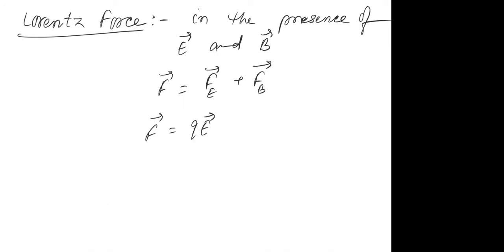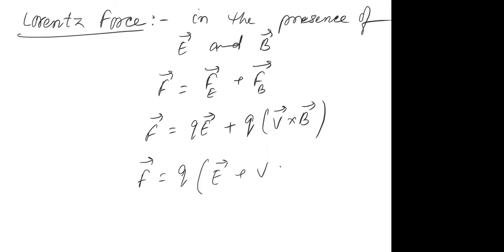Now, what can we write this electrostatic force as? You have already studied the electrostatic force in the last chapters, the first chapter of your syllabus, which is Q into E. And the magnetic force, we have talked about it today itself. We wrote it as V cross B multiplied by Q in vector form. So by this, can we write F is equal to Q times E plus V cross B?